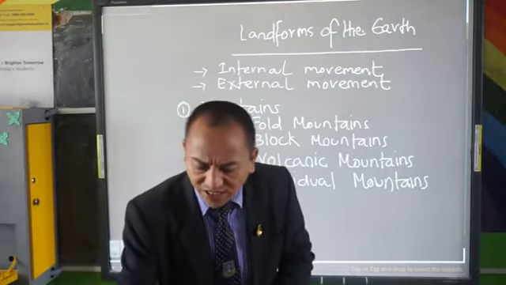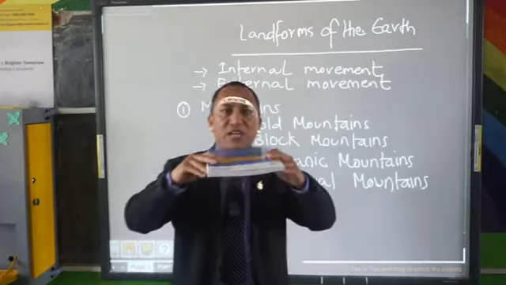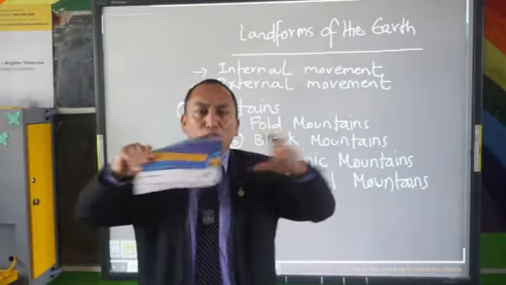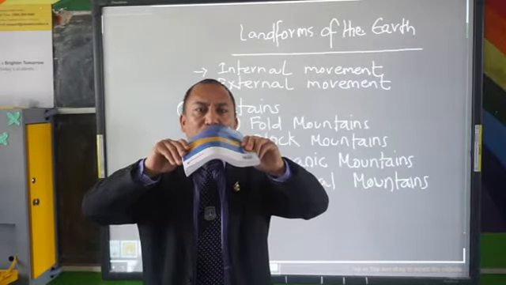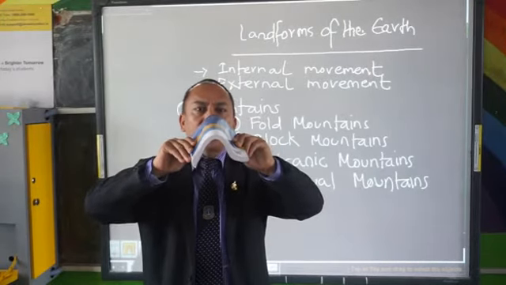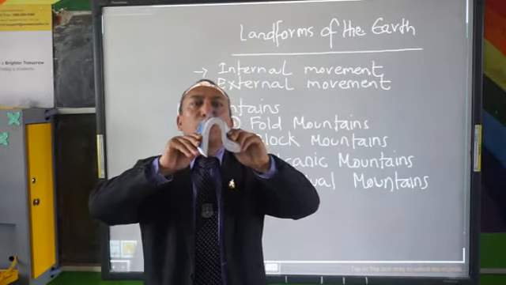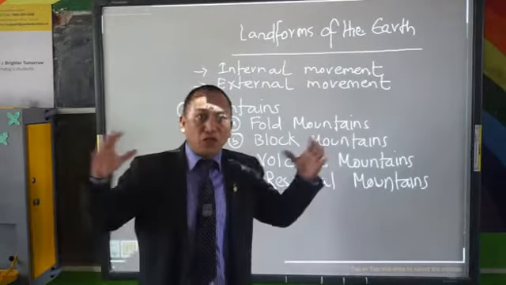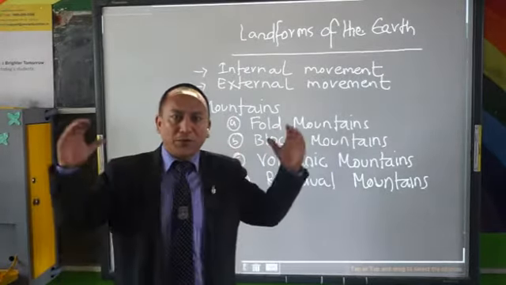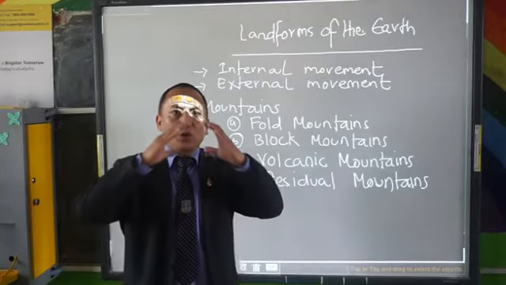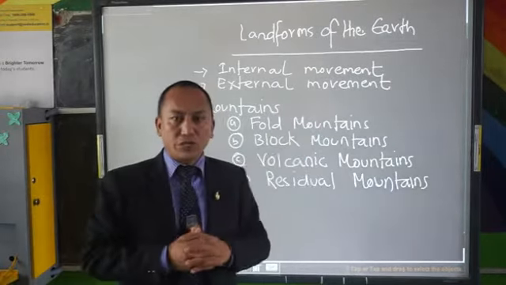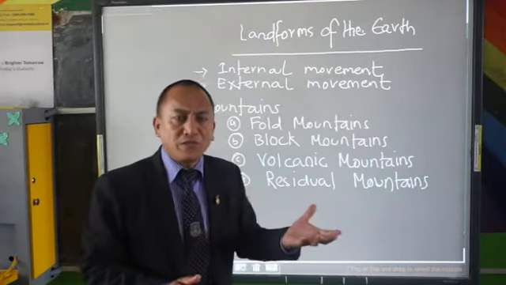For example, if I take this textbook and apply pressure from both sides, compression, as I apply pressure from both sides, the central part starts to rise up. So this is how fold mountains are formed. Inside the Earth's surface, the tectonic plates are pushed, and when they are pushed, the central portion starts to rise up, resulting in the formation of a fold mountain.